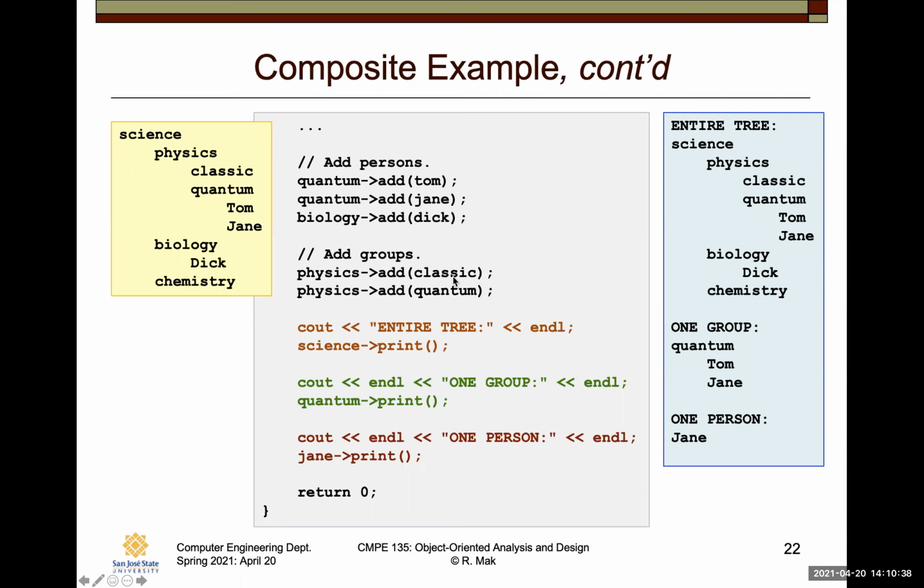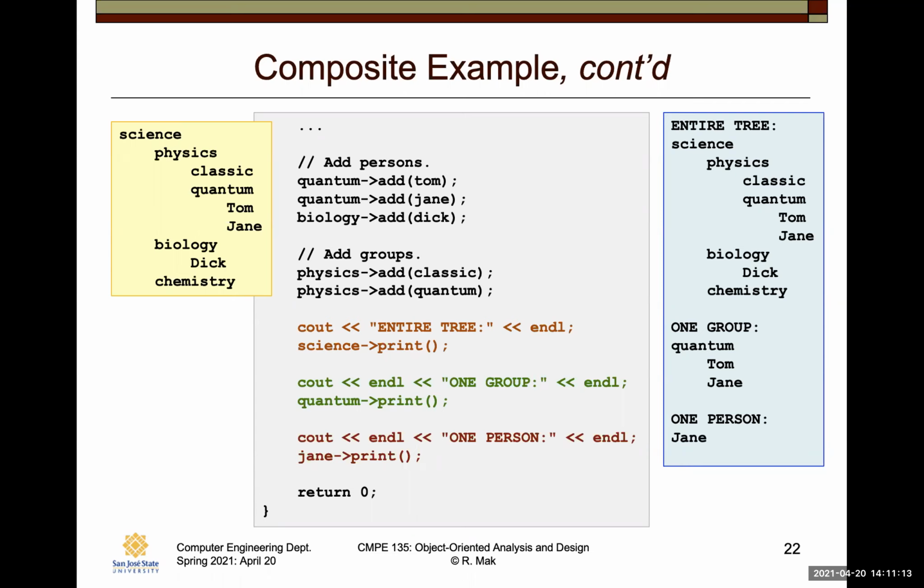So we're going to call the print function on each one. And we can print out the entire tree, and that will give us the entire tree. Or we can print just one group. So we're just going to print quantum, and then we'll end up getting quantum. Or we can just print out one person, and that will just be Jane in this example.